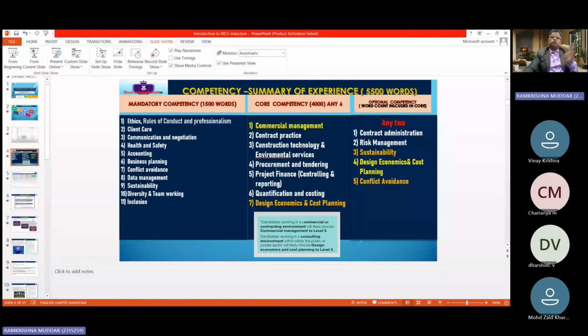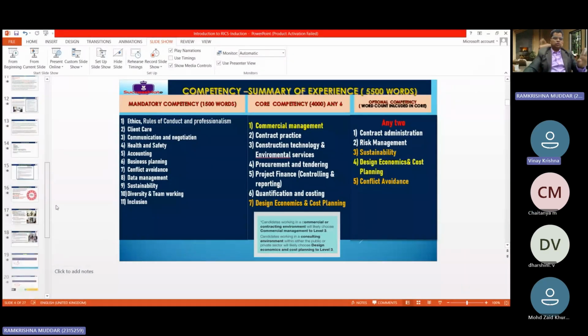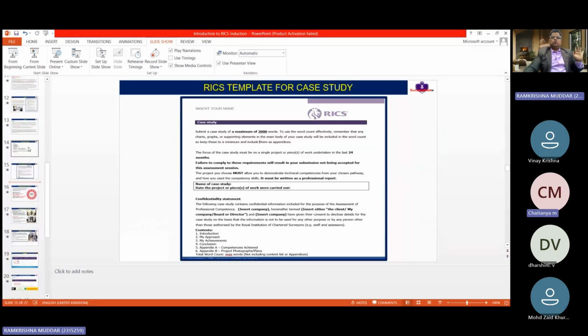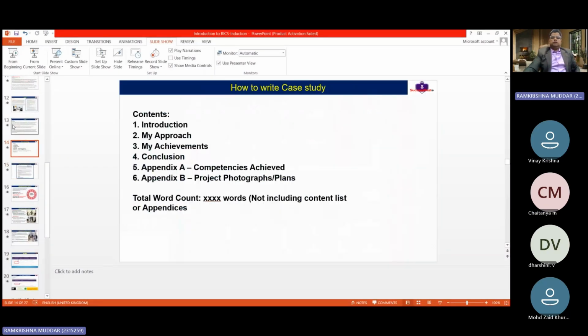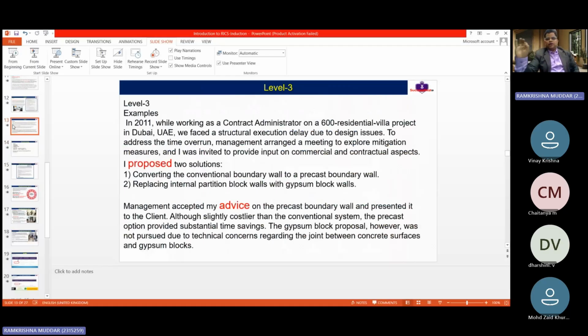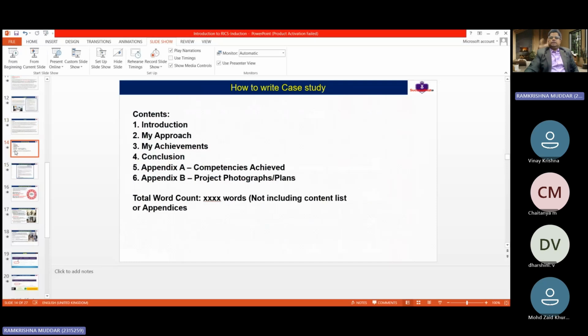What are the things we need to select? For example, if you are selecting commercial management, then we have to go in level 2 design economics. If you are selecting design economics in level 2, then you have to go to contract administration, something like that, because this is very critical. Clear? But don't worry, don't scratch your head on this. I am there to guide you. So now the first part is finished, the summary of experience. This is 5,500 words. Now comes the case study.